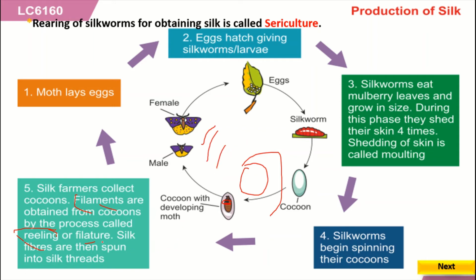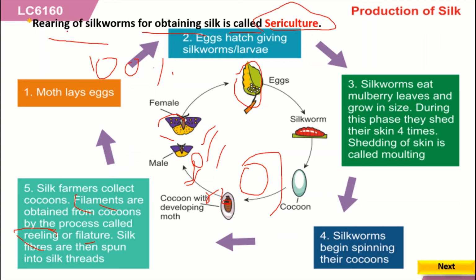Silk fibers are then spun into silk threads. As you know, in the process of spinning, they are spun into yarns. Some cocoons are allowed to grow into female and male silk moths so that they can get eggs. You will get this in the exam: rearing of silkworms for obtaining silk is known as sericulture.